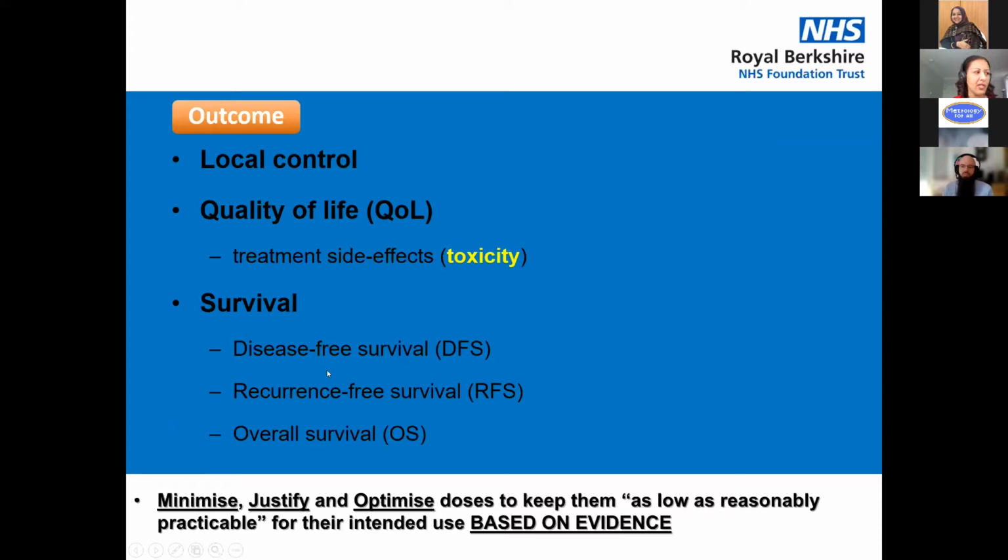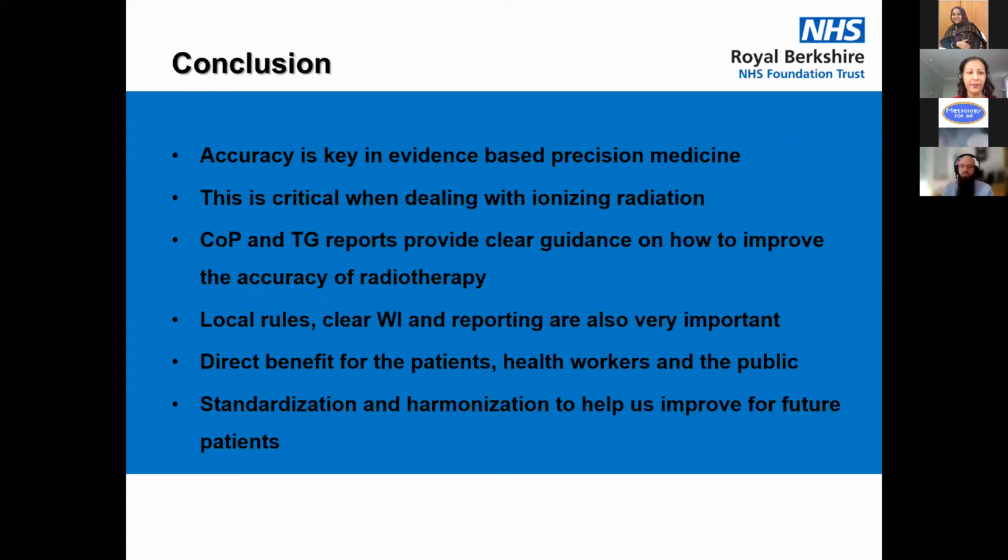So we know disease-free survival or recurrence-free survival and overall survival. This way, if we have confidence in our systems, we can minimize, justify, and optimize the radiation doses that we deliver based on evidence. So in conclusion, accuracy is key in evidence-based precision medicine. This is critical, especially when we are dealing with ionizing radiation. Codes of practice and task group reports provide clear guidance on how to improve our accuracy in radiotherapy.